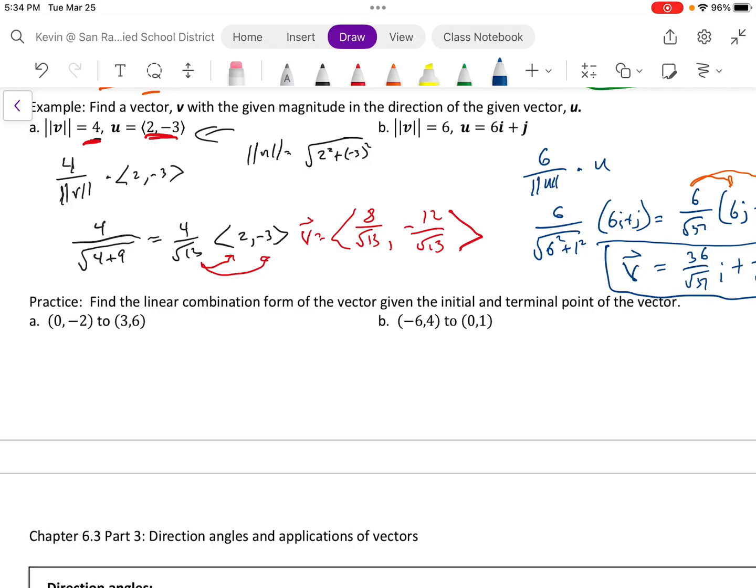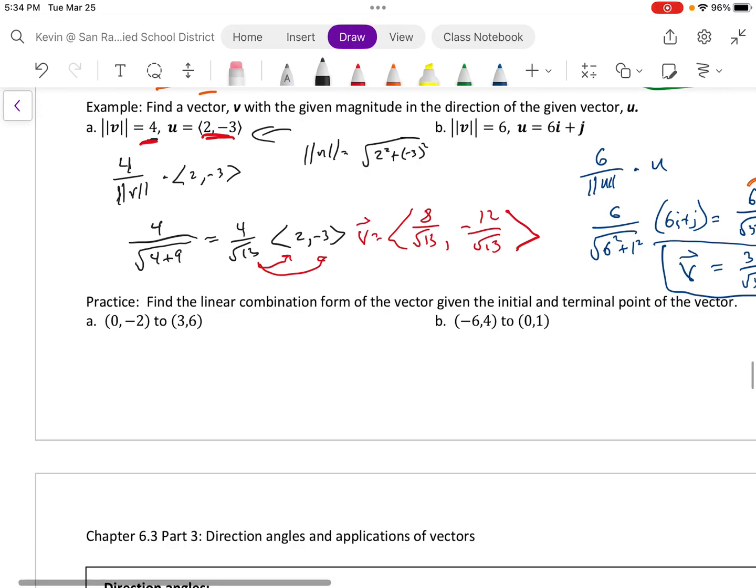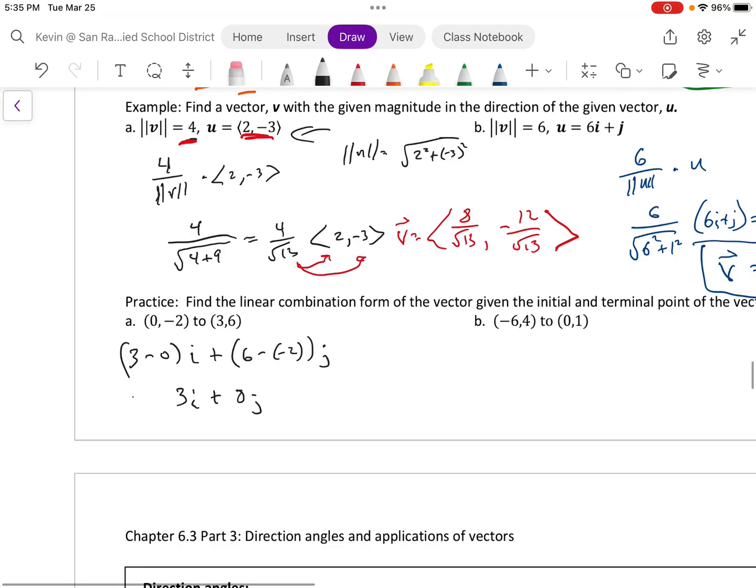Okay, last thing. Find the linear combination form of the vector given the initial and terminal points. So all we're doing is what we were doing before. We're going to go with 3 minus 0 i plus 6 minus negative 2 j. So 3i plus 8j. It didn't tell us what to call our vector, so call it u.